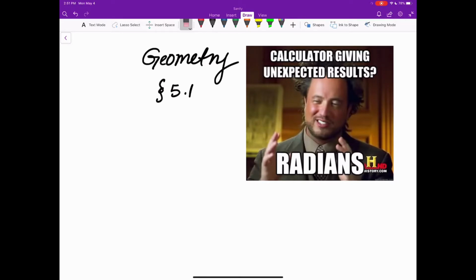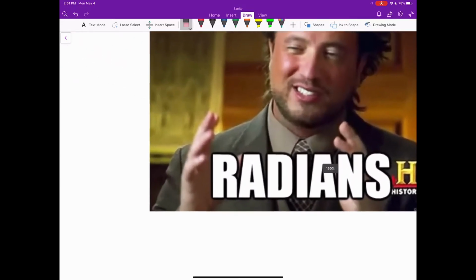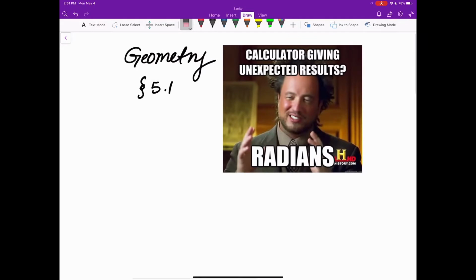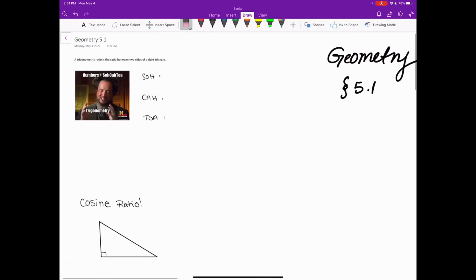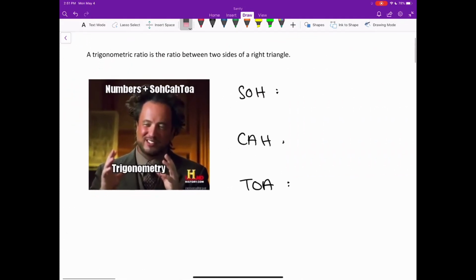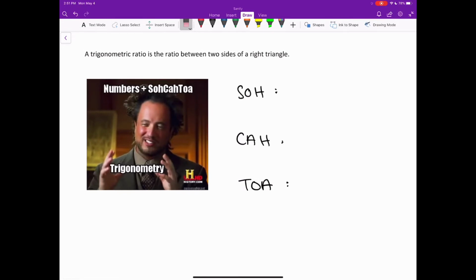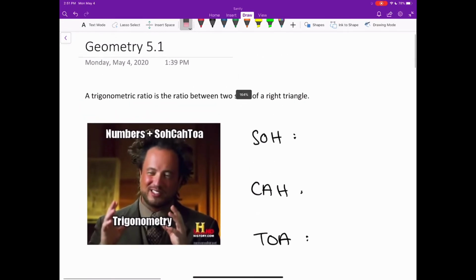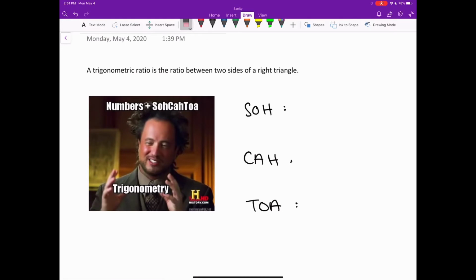I thought this meme would be relevant now that we know how to make sure that our calculators are in degree mode and not radian mode, alright? I got another meme. I was looking at memes and I literally laughed out loud. Ha ha.